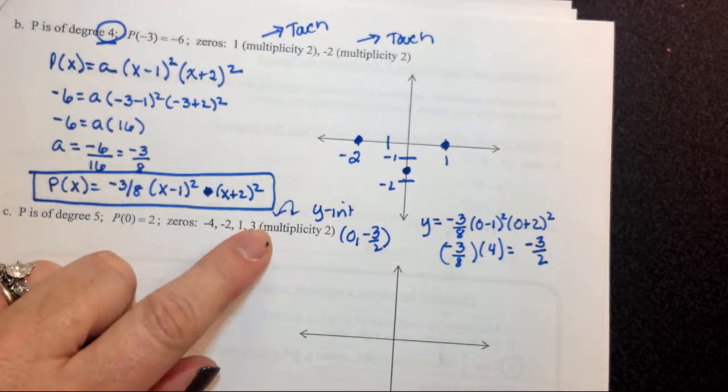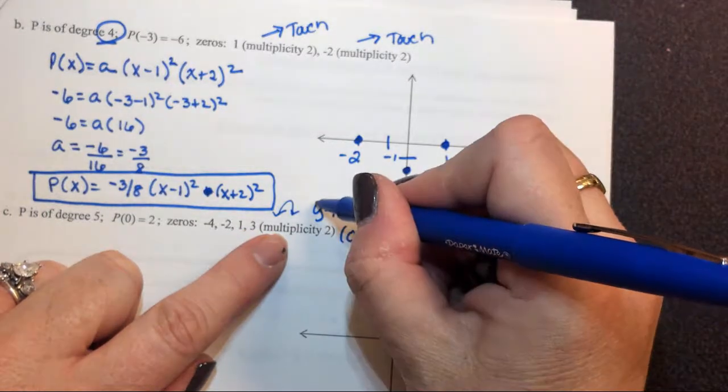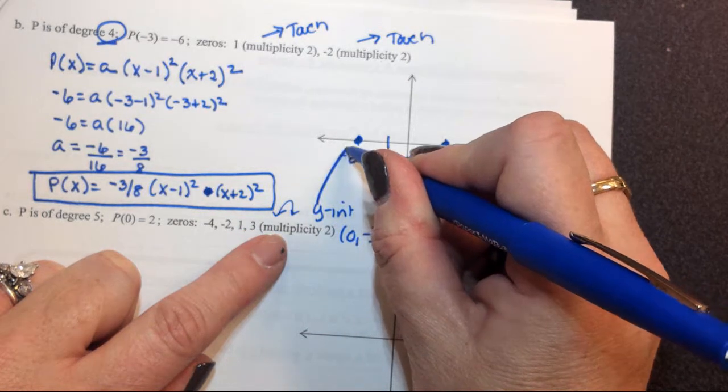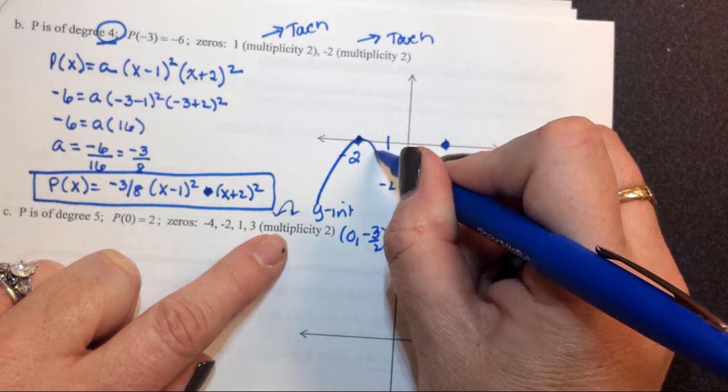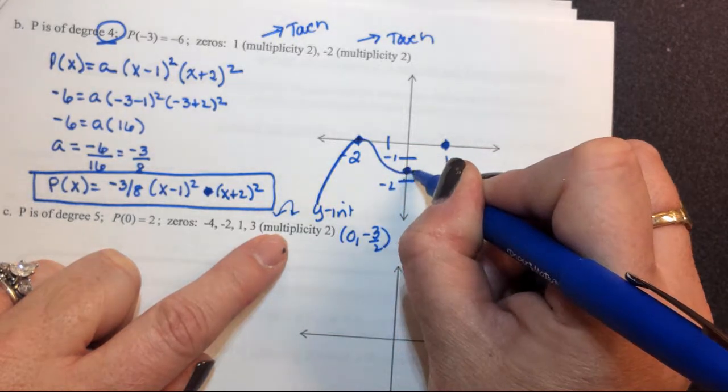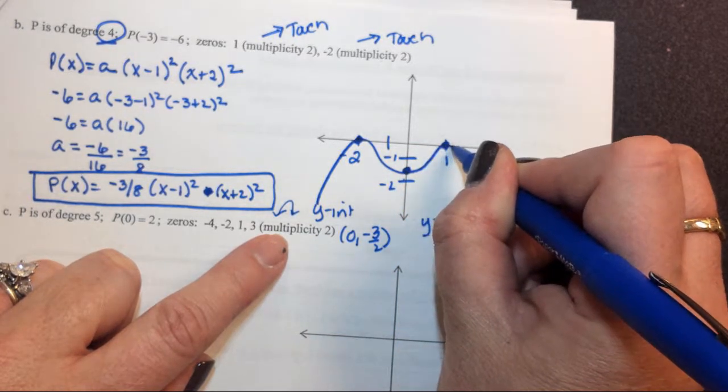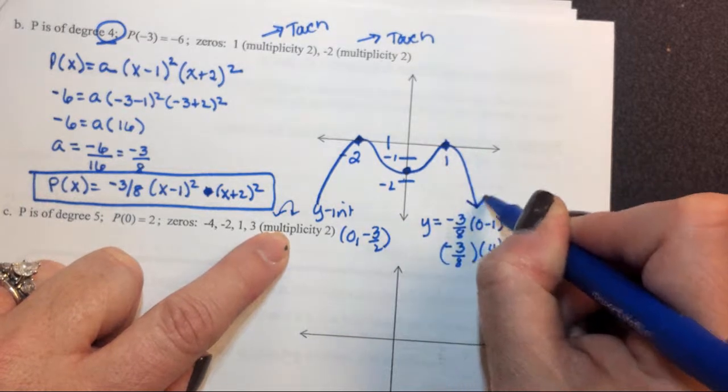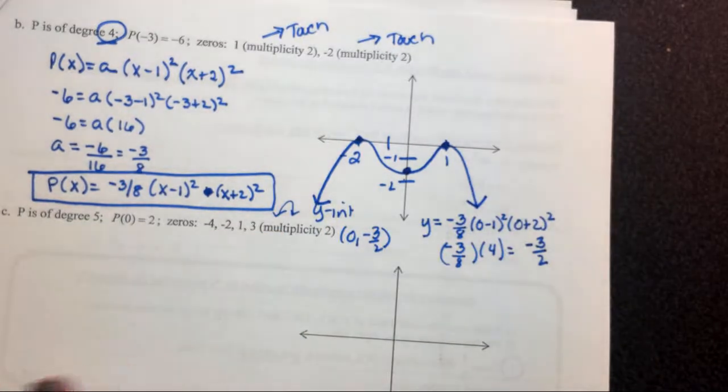So again, I know what's happening with my end behavior. I'm coming from negative infinity, just going to touch the x-axis at -2. I'm going to have to then come down, cross over the y-axis, touch again, and then point down. So there's my sketch of the polynomial. All right, questions on it. You guys go ahead and try C for me on your own, and then we're done.